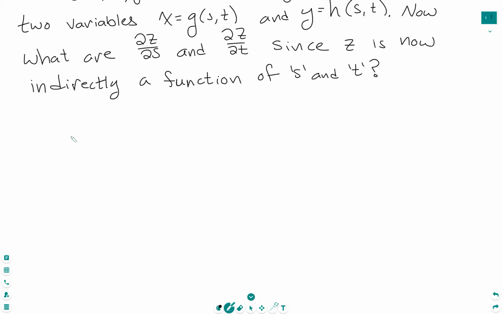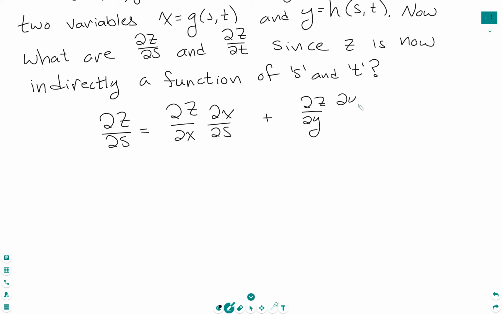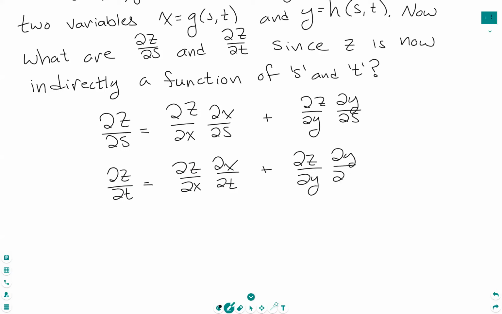So we can use the same logic that we did from case one, where we look at these differential forms. And we can get to the point where it's almost remarkably the same thing, where partial z, partial s is partial z, partial x, partial x, partial s, plus partial z, partial y, partial y, partial s. And then partial z, partial t is equal to partial z, partial x, partial x, partial t, plus partial z, partial y, partial y, partial t.